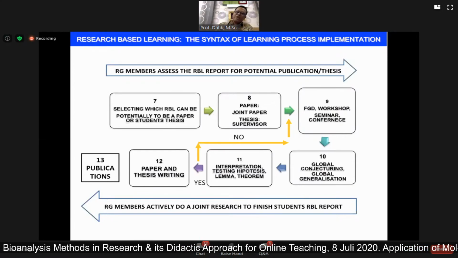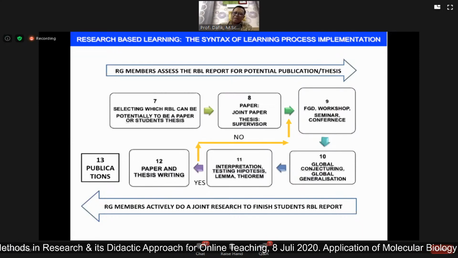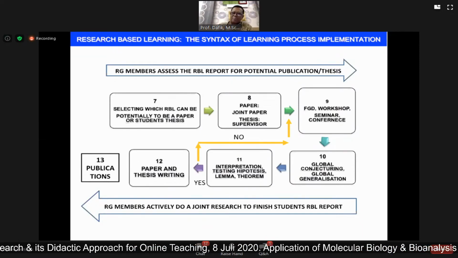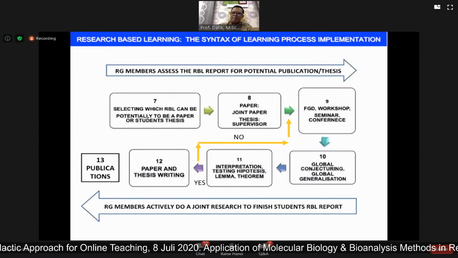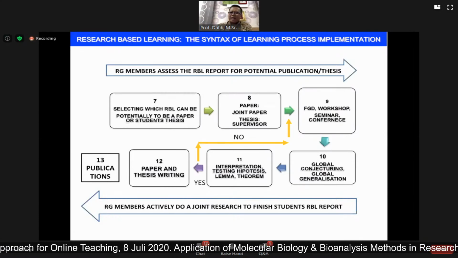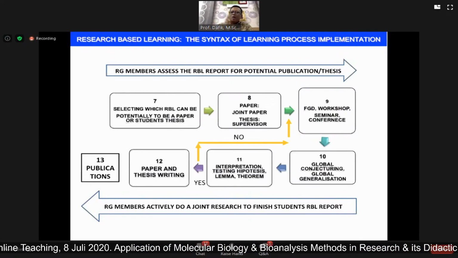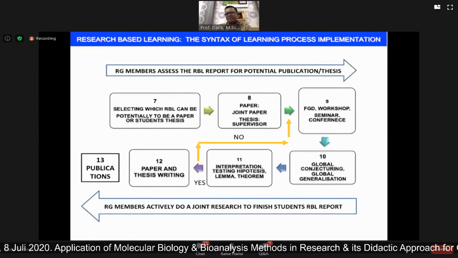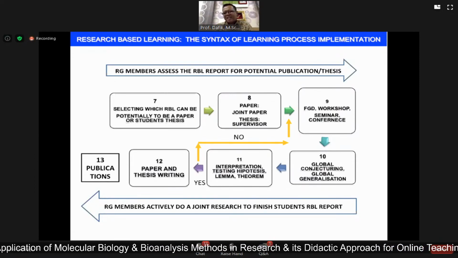So there are two benefits of implementing research-based learning in a classroom. The first one, we can give deep understanding to a student in such a way that the student can reach the state of the art of a certain topic. Not wide, but deep. That's the key thing.